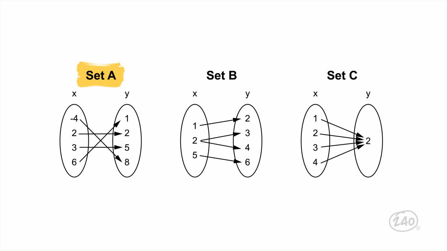Let's look at set A first. This is a function because each number on the left is connected to only one number on the right. For set B, the number 2 on the left is connected to both 3 and 4 on the right, so set B is not a function. Finally, in set C, each number on the left points only to the number 2 on the right, so this is a function too. Functions can also be represented in lots of different ways.